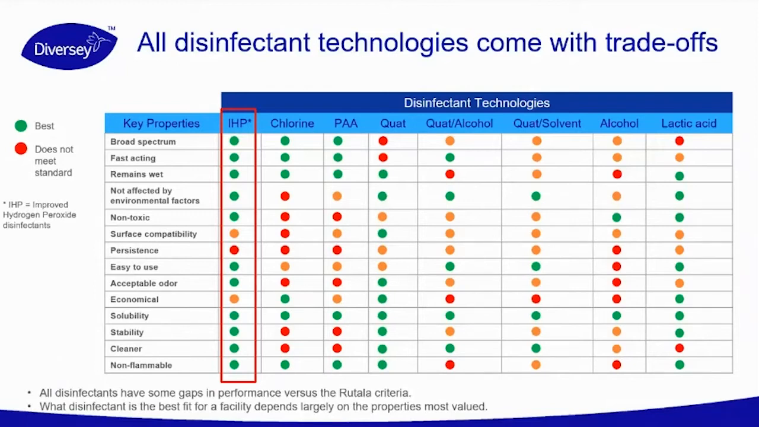You have the red for the persistence, because the persistence is whether the activity of the technology stays longer on the surface. However, since improved hydrogen peroxide is very effective, it kills the pathogen in a very short time. And as you can see, all disinfectants have some gaps in performance. So it really depends on what the facility is looking for.